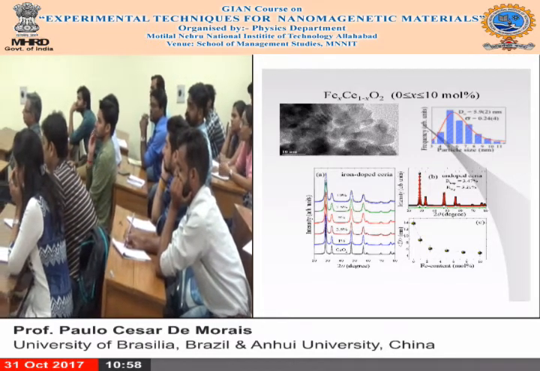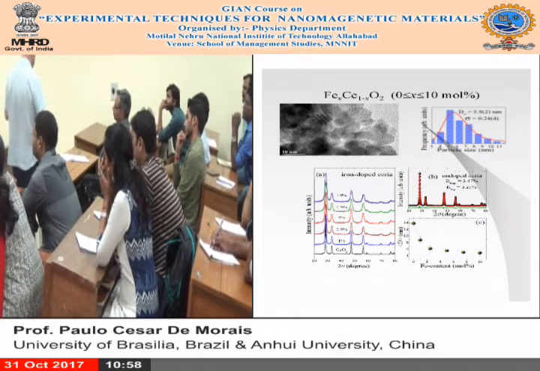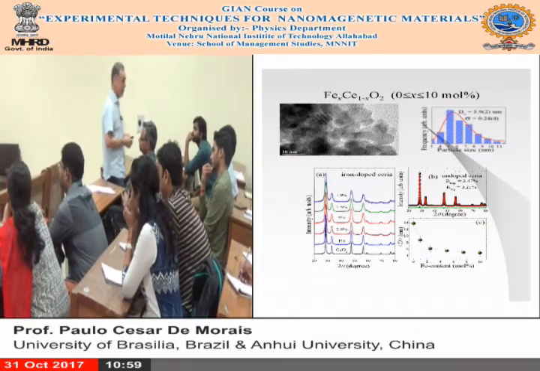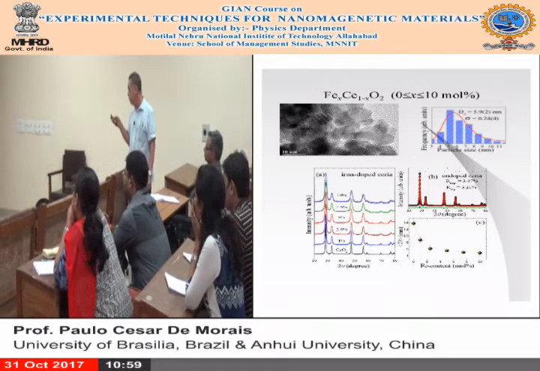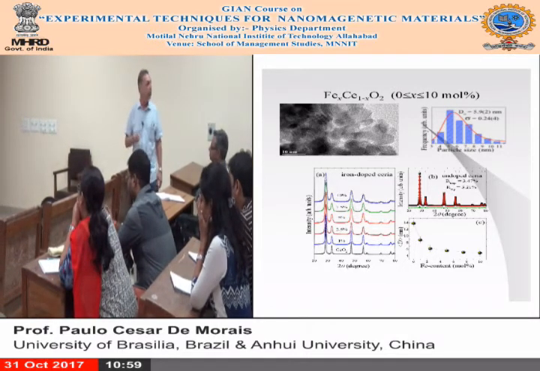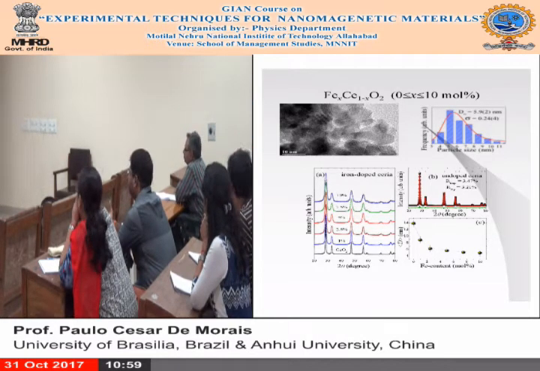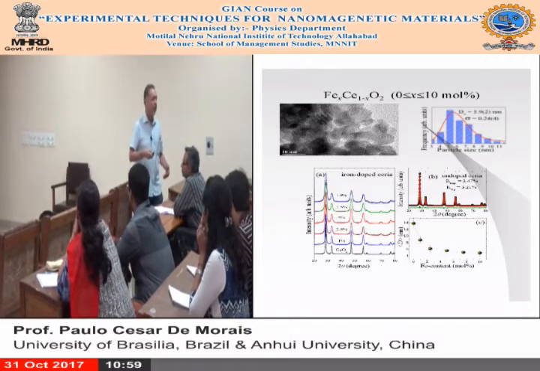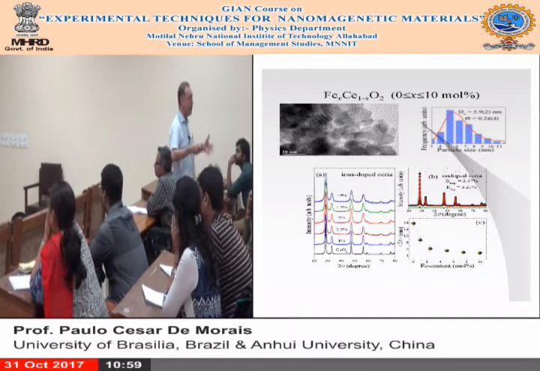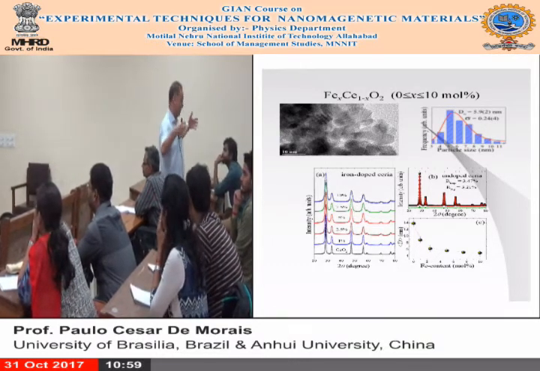But again, that is not the only thing that changes with doping. Also, the properties change, of course. And again, we found that despite we pushed the system up to 10 mol percent, the iron doesn't enter there, right? So this is a problem in the synthesis, because it doesn't depend very much on the synthesis protocol. It depends on how much the lattice can absorb a foreign ion.